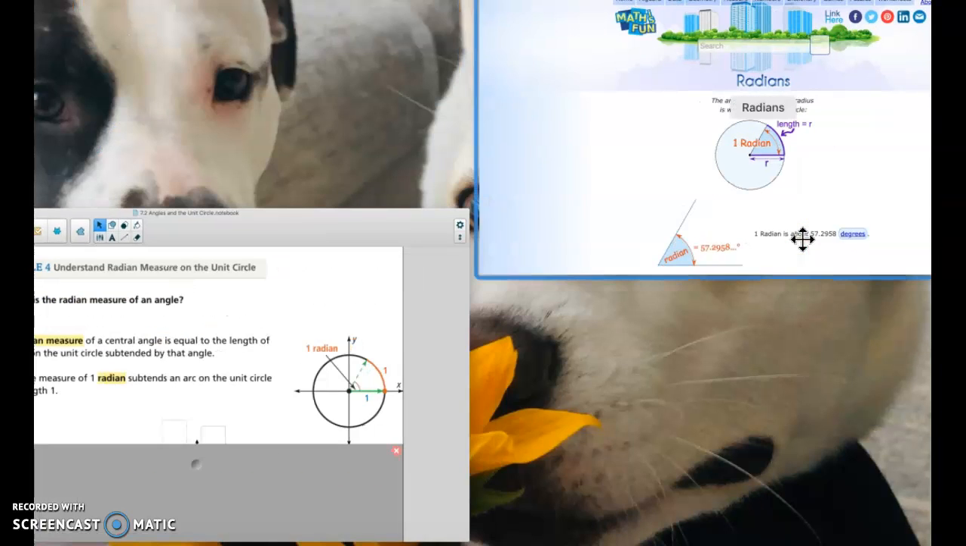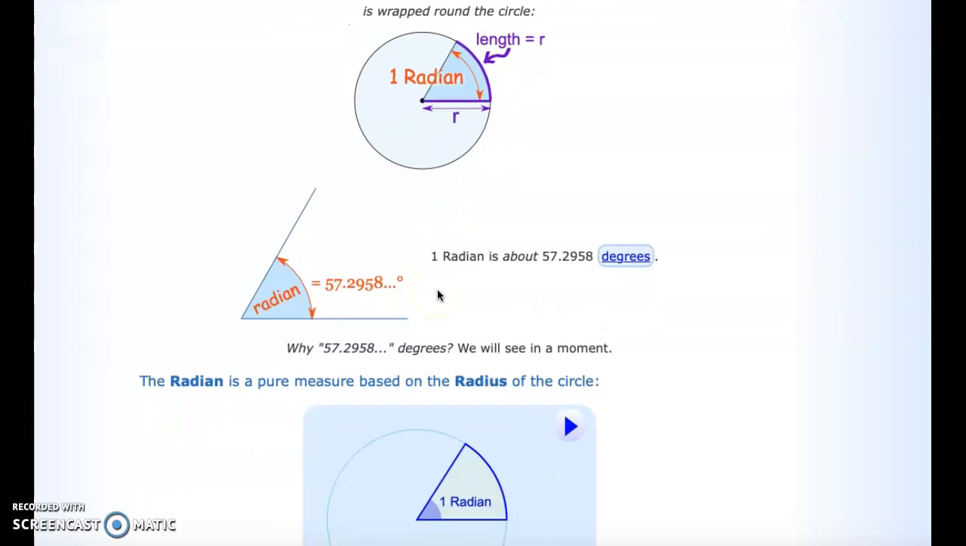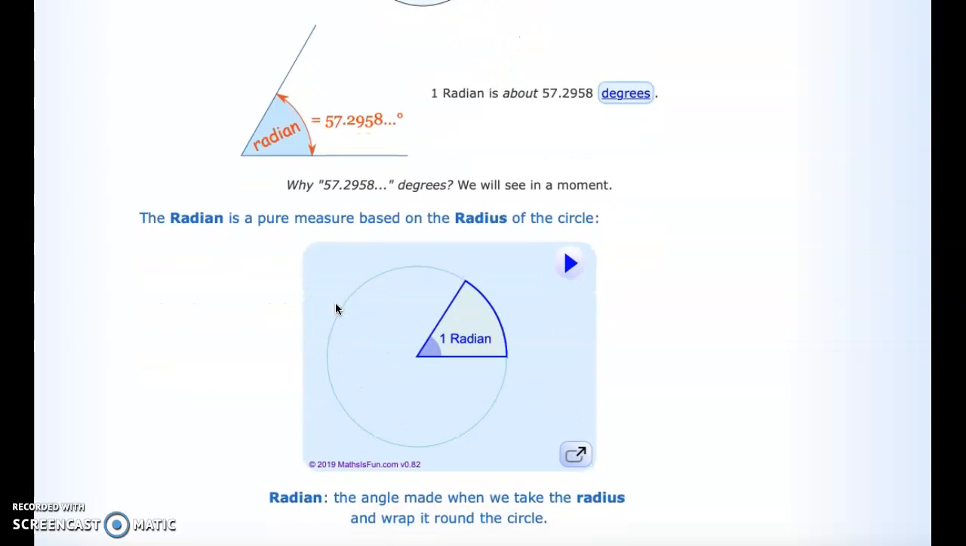Okay, this is a good visual of it. I really like it. So here, look. The angle made when the radius is wrapped around the circle. Really, a radian is about 57.29 degrees. Okay, so there is a conversion that we will be doing eventually.